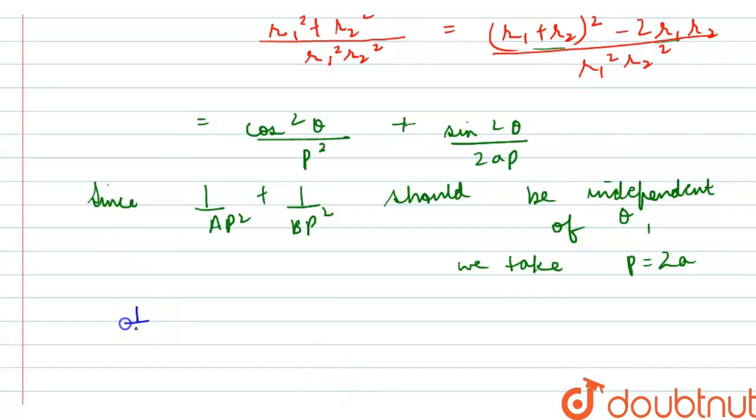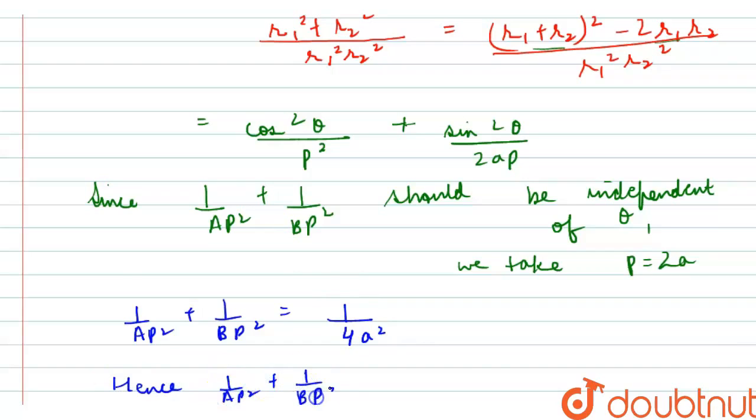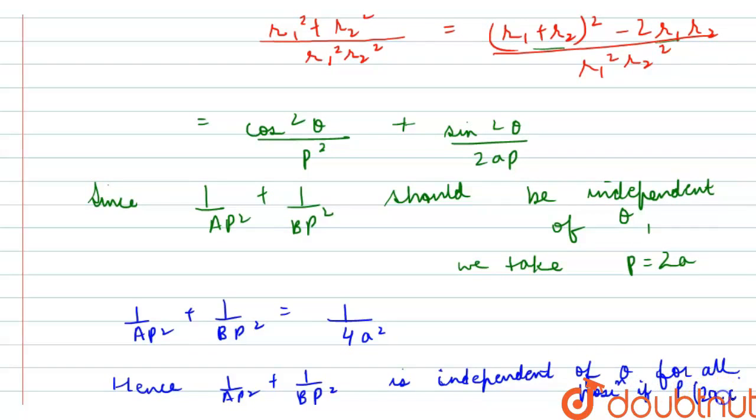So what I get, 1 upon AP square plus 1 upon BP square is equal to 1 upon 4a square. So we can say that hence 1 upon AP square plus 1 upon BP square is independent of theta for all positions, if the coordinates of P are (2a, 0). So I hope it is clear.